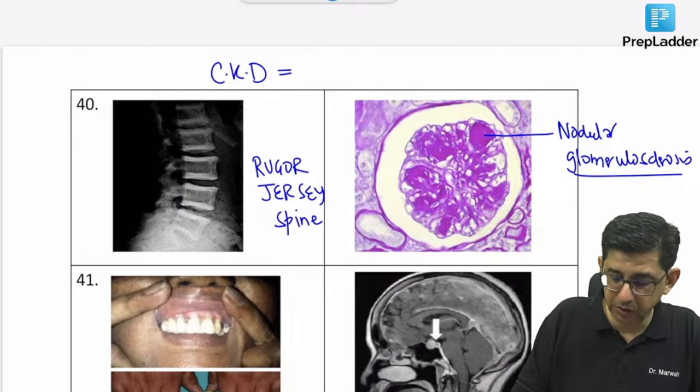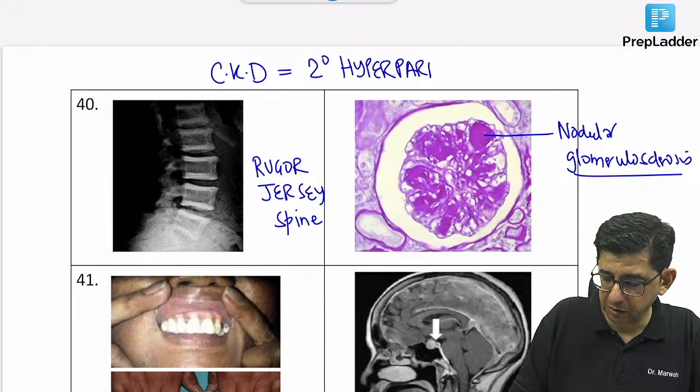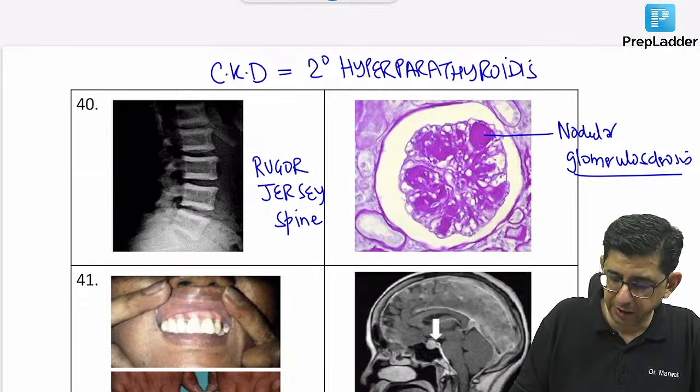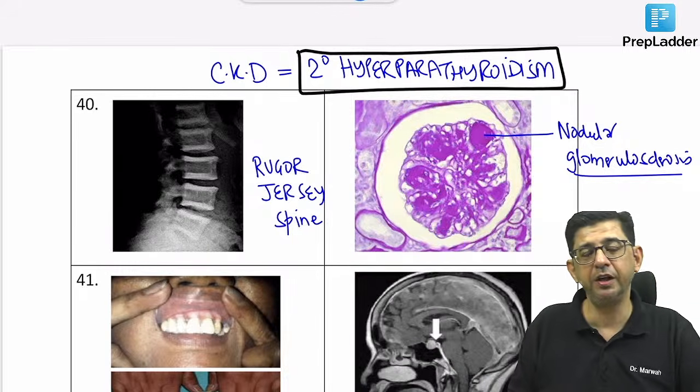And the final diagnosis in this patient would be, like in the MCQ, there was no mention of any Rugger-Jersey spine. He said, what is your final interpretation? So your answer would be based on the combination of the two images that the patient is having. Yes, guys, the final answer is that your patient is having secondary hyperparathyroidism.